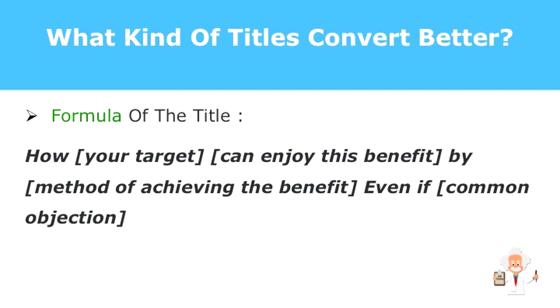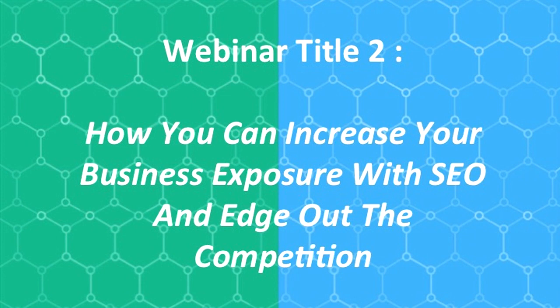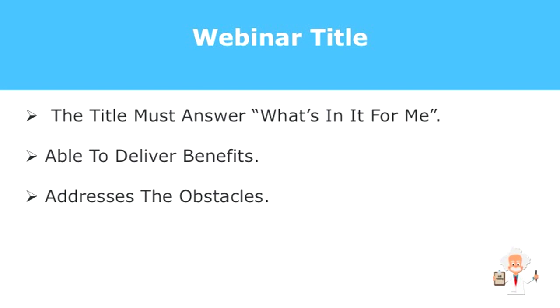I've tested this formula for a title, and here are some examples. On slide: how your target can enjoy this benefit by method of achieving the benefit, even if common objection. So title number 1, how millennials can still succeed in online marketing despite worsening economy. Title number 2, how you can increase your business exposure with SEO and edge out the competition. And here's the result. Using this formula allows you to use best keywords for a more effective title compared to just coming up with one off the top of your head.